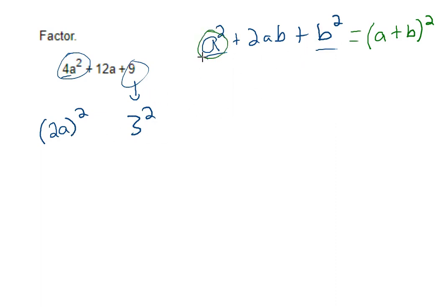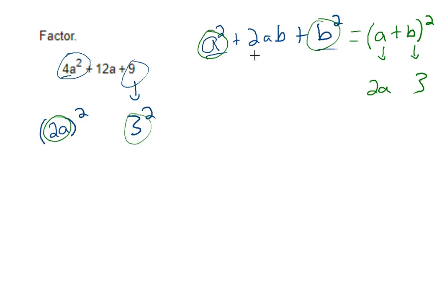But instead of a in my problem, I have 2a, and instead of b, I have 3. So I have to make that same substitution in my answer. Instead of a, I should have 2a, just like I have over here. And instead of b, I should have 3, just like I have over here. So whatever is different in your problem on the left-hand side, you need to make those same changes to your answer on the right-hand side to get the answer for the problem that you were given.